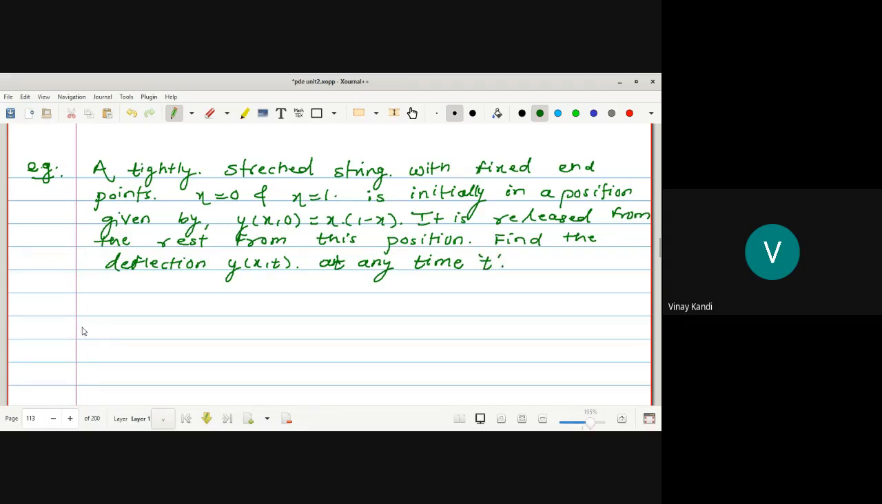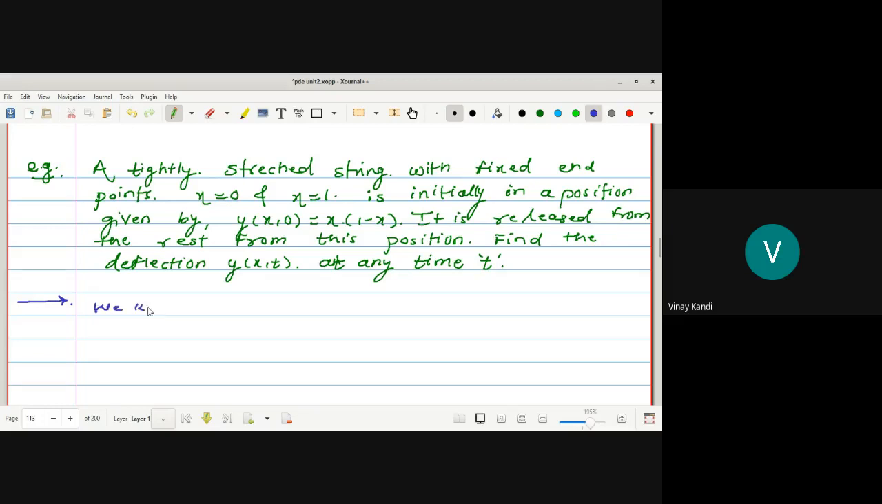A tightly stretched string with fixed endpoints x equal to 0 and x equal to 1. So what is the length of that string? 1 unit. Initially in a position given by y(x, 0) equals x(1 minus x); this is the initial deflection at time t equal to 0. It is released from rest from this position. Find the deflection y(x, t) at any time t. Now look at the solution.